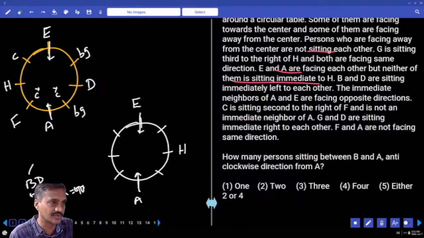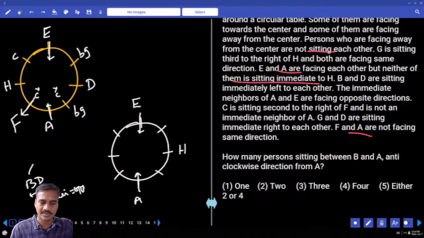Are you following this or not? Now B and D are to the left-hand side of each of these. F and E are not facing the same. G and D are sitting immediate right to each other, and B and D are sitting immediate left, immediate neighbors of A. C is sitting second to the right of F. F must be away from the center. Then only C sitting second to the right of F is possible.